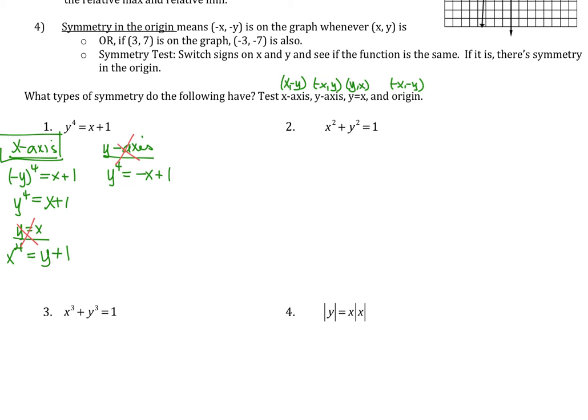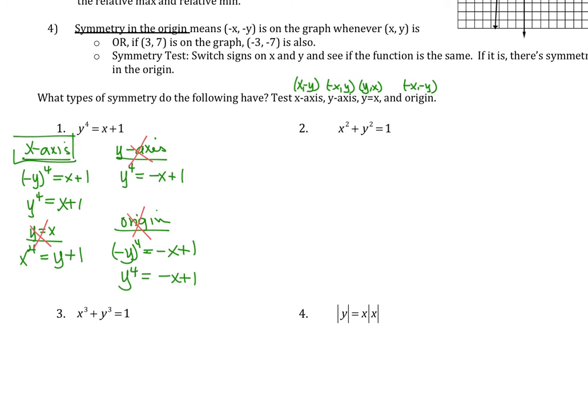And then for the origin, I'm plugging in a negative y for y and a negative x for x. So I get y to the fourth equals negative x plus 1. So not equal to what I started with, so no symmetry in the origin. So only symmetry in the x-axis on this one. Any questions there?